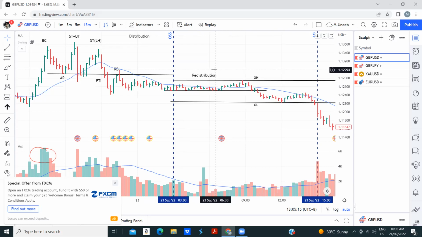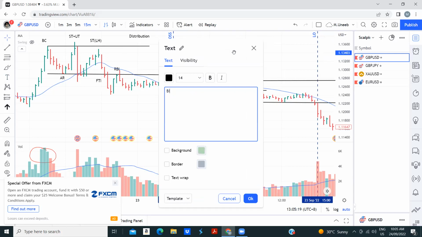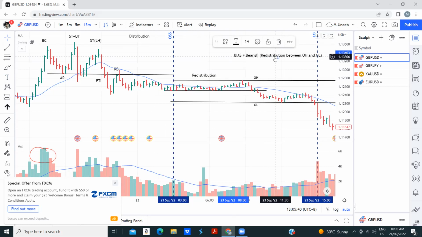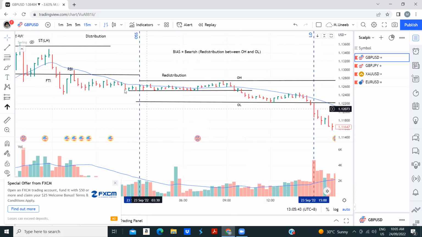Yeah. Okay, so obviously clearly the bias before London Open is what? Bearish. You should keep in mind, it's very simple here. Where is bearish? Why? Redistribution between overnight high and overnight low. Simple. Okay. And now what do we have here?